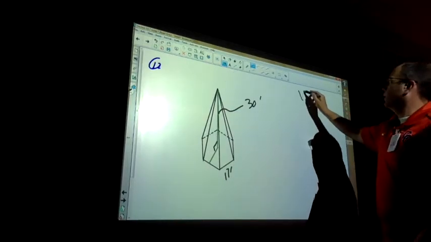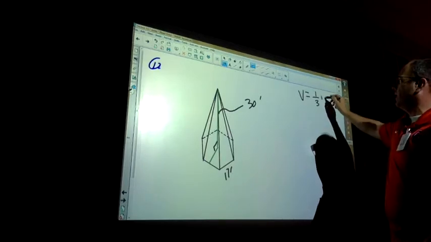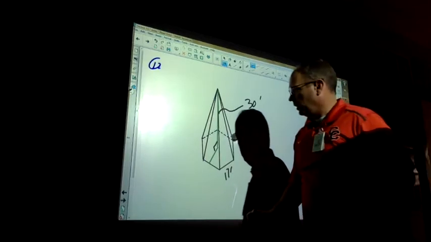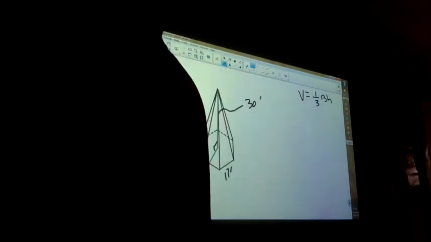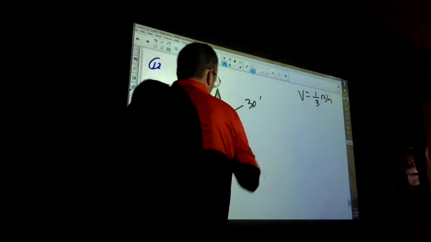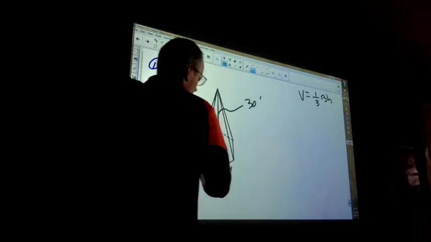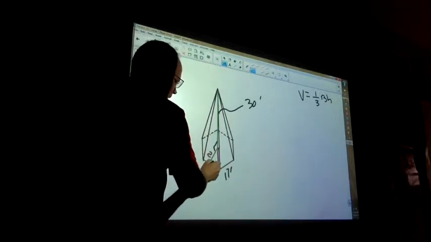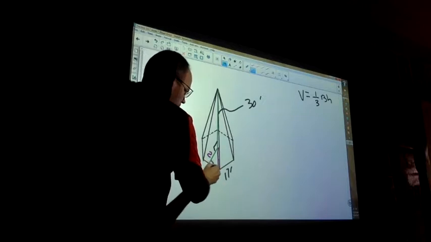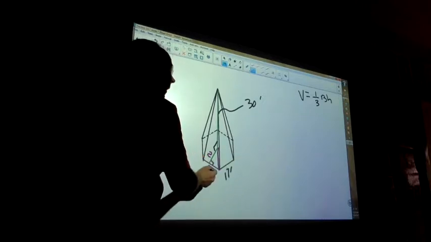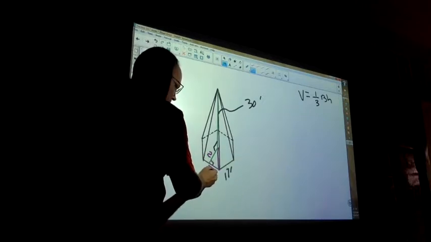So we're eventually going to have to use 1/3 area of the base times the height, yes? So the side length is 17. So this is going to generate me a triangle here. It's a right triangle. Okay, so this is my apothem here. How long is this distance if the whole distance is 17? 8.5, okay.